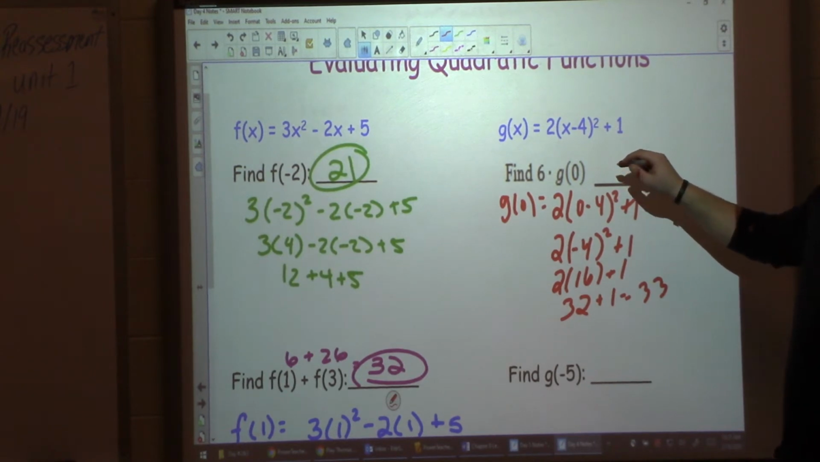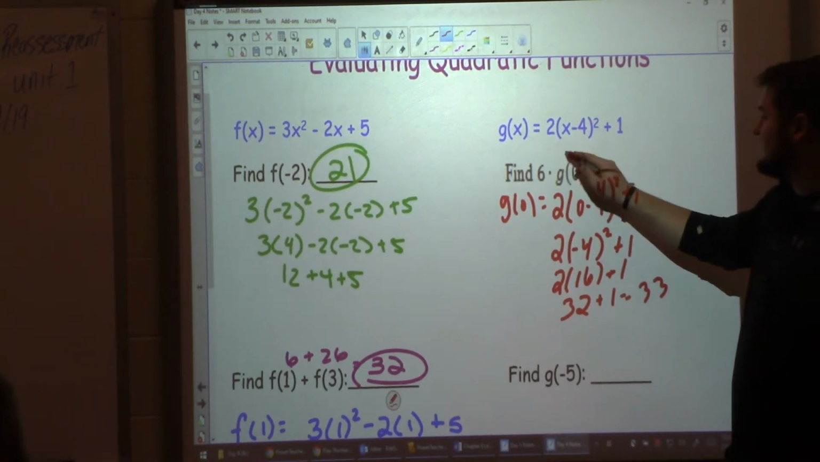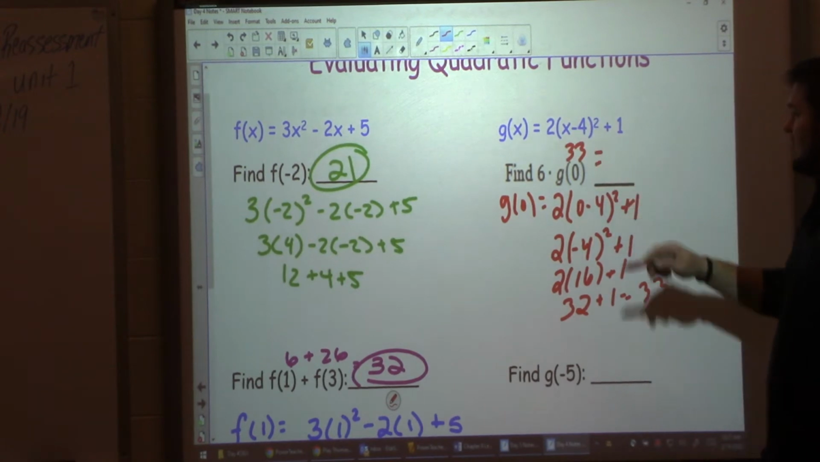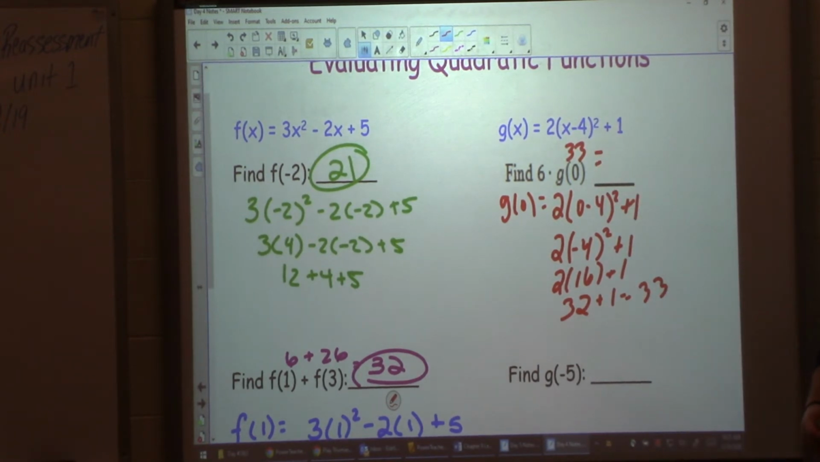You can't just put 33 there. We got to times by 6. So 6 times 33 is 198.